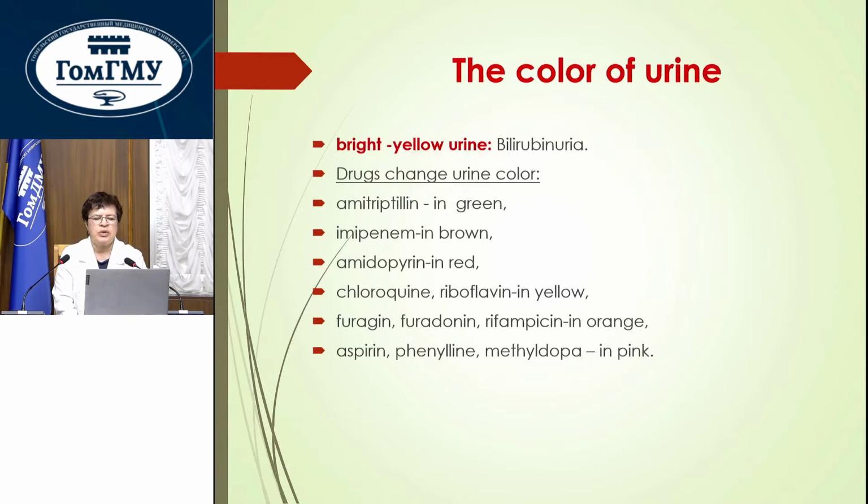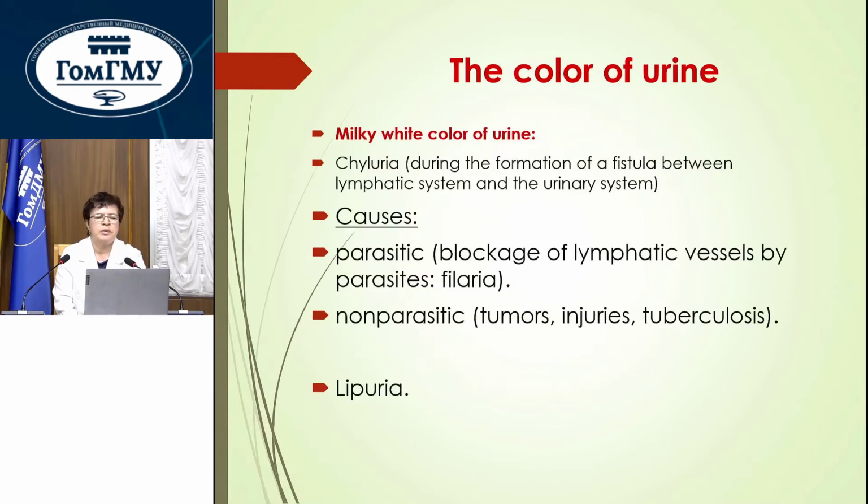Drugs change urine color also. Amitriptyline in green, imipenem in brown, amidopyrin in red, chloroquine, riboflavin in yellow, furadonine in orange, aspirin or methyldopa in pink.